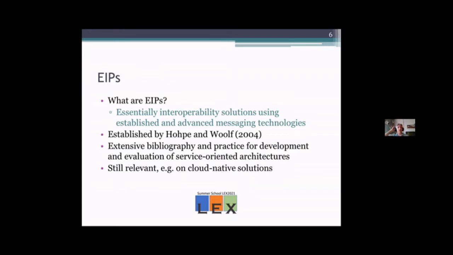If you check the book out, it's quite interesting, as a matter of fact. They have selected and commented on several examples and key case studies where such a messaging technology could be used to facilitate interoperability between different systems.